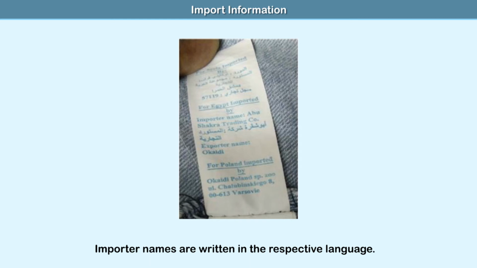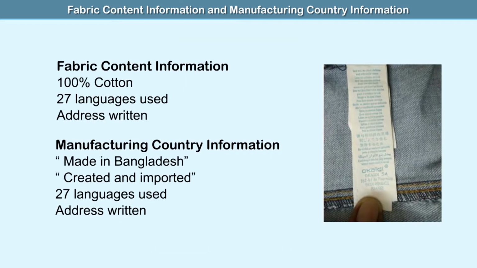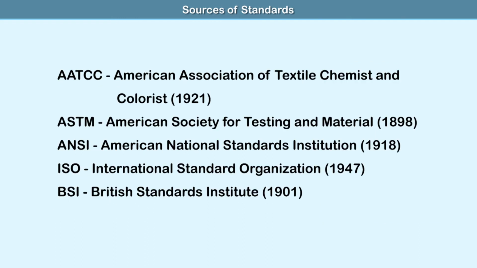This care label indicates the countries, that is Syria, Egypt, Poland, with respective importer names written in the respective languages. The fabric content information is given as 100% cotton, 27 languages are used, and the address is written. The manufacturing country information is also given: made in Bangladesh, created and imported, 27 languages used, and address written.